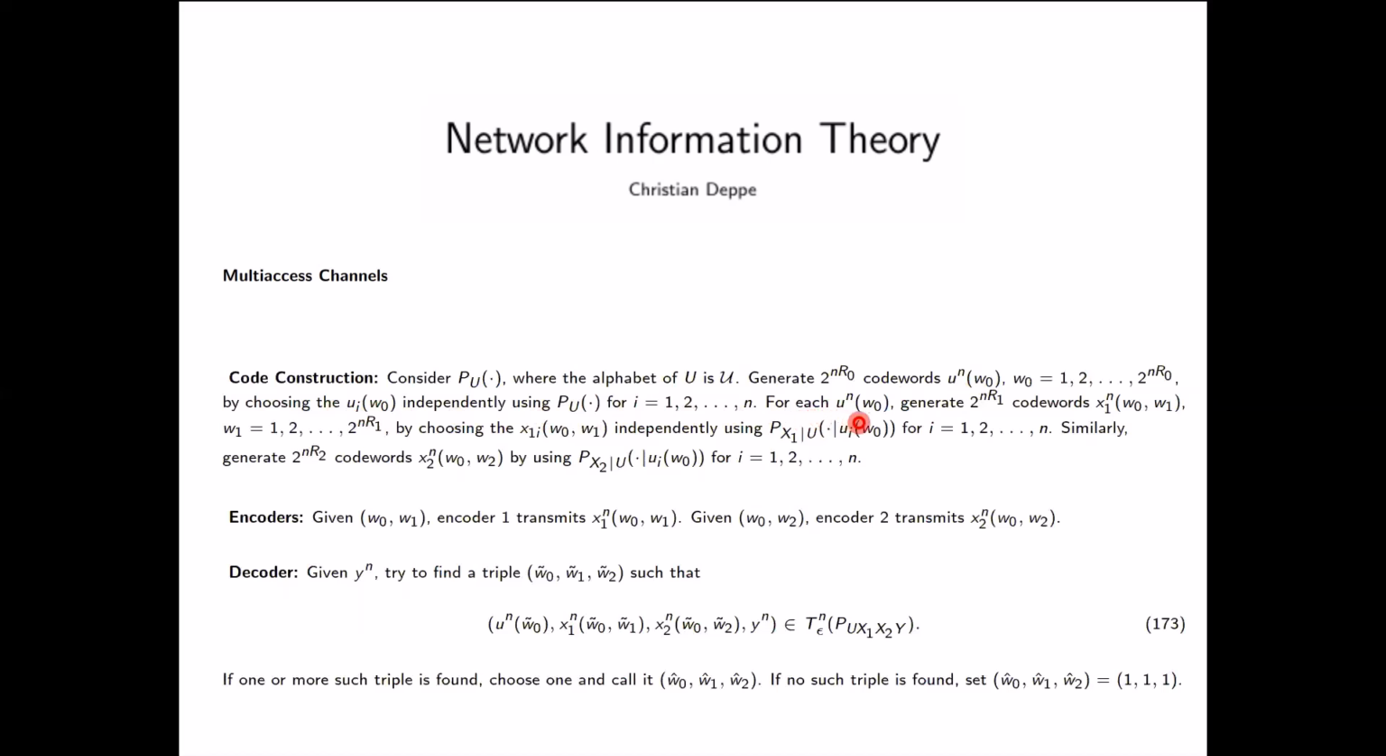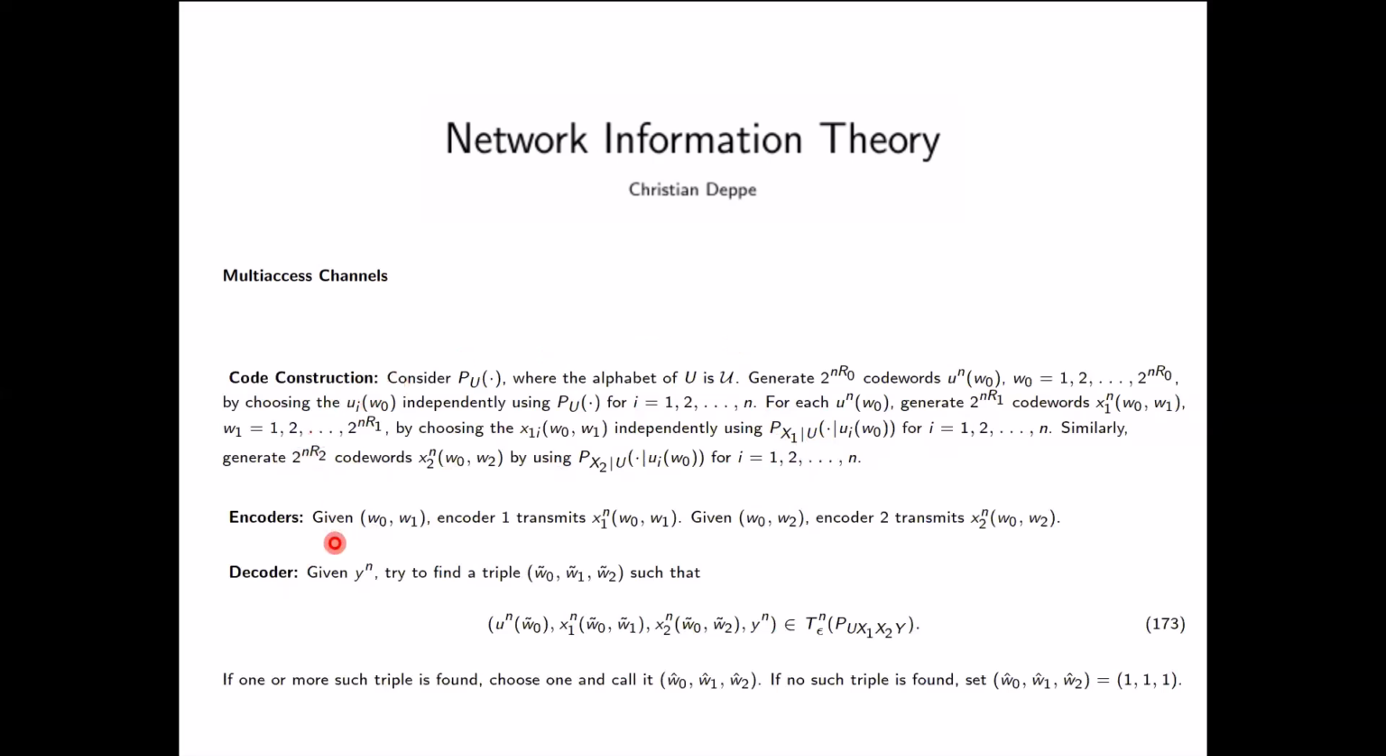And for each u^n(w0), we generate 2 to the n R1 code words, x1^n(w0, w1), by choosing the x1i(w0, w1) independently using this probability distribution x1 under the condition u. Similar, we do the same for 2 to the n R2 code words. So, and the encoder again, you look and you see that this is the same thing we did before somehow.